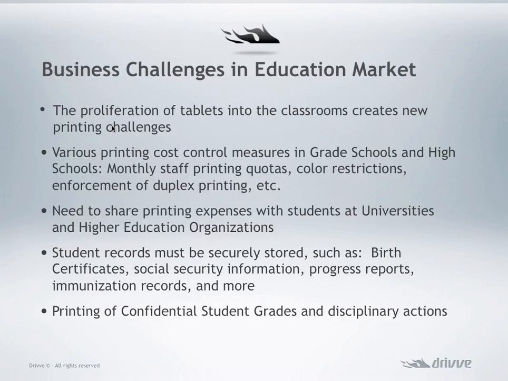But additionally, schools, the same as everyone, are trying to do more with less and control costs. And they've certainly found that there's a variety of methods through which they control printing costs. So in grade school or high school, that would be assigning quotas to teachers and various staff, restricting who can print in color or the amount of color prints that they can make, and potentially enforcing duplex printing to save on paper costs.